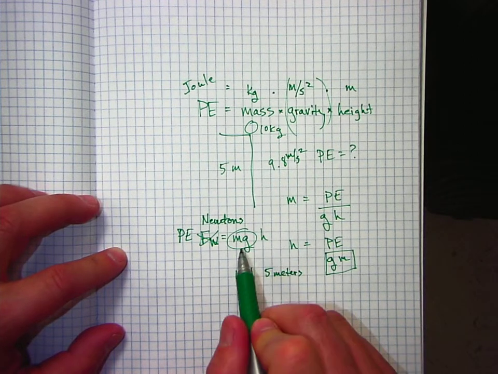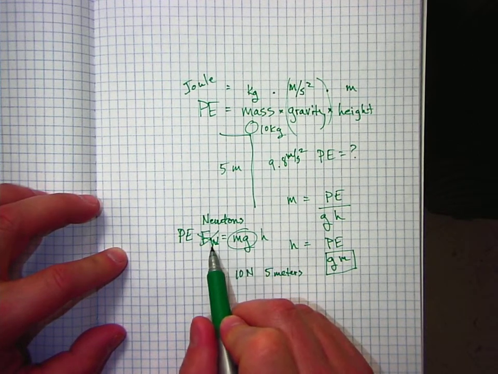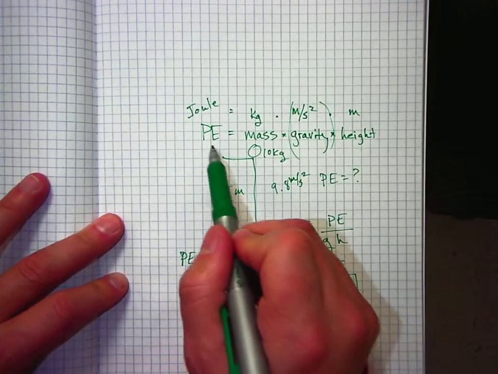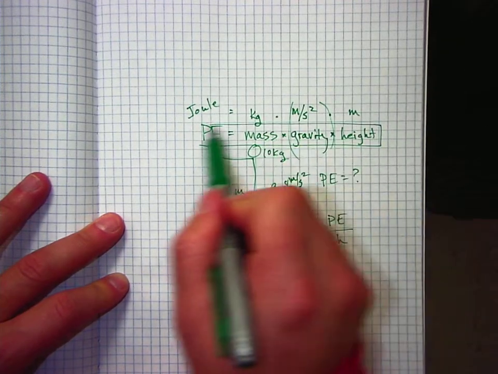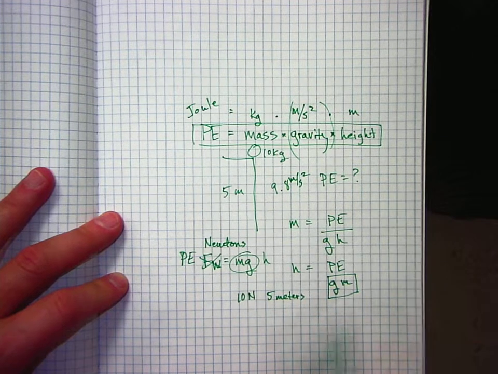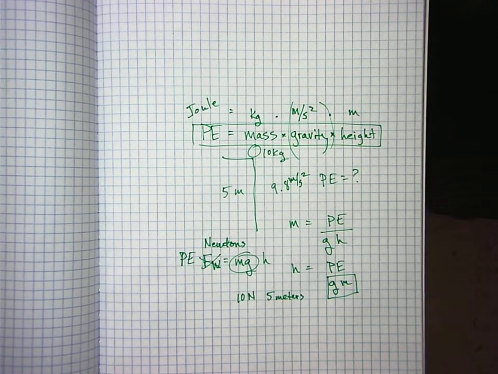So don't forget that mass and gravity is force weight, and the equation that we talked about is potential energy is equal to mass times gravity times height. That is all.